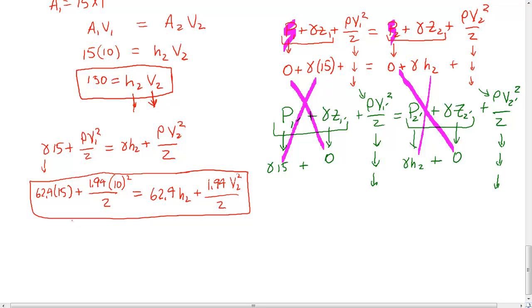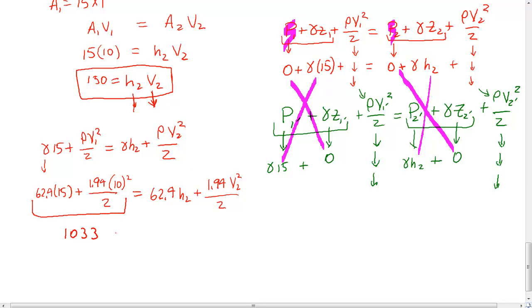So let's take off and do that. Now the first thing I want to do is put all the numbers together. 62.4 times 15 plus 1.94 times 10 squared divided by 2. This term right here, I'm getting 1033 is equal to, or let's put some things together here. I'll do it this way first. 62.4 times H plus, and of course 1.94 divided by 2 is 0.97 times V2 squared.